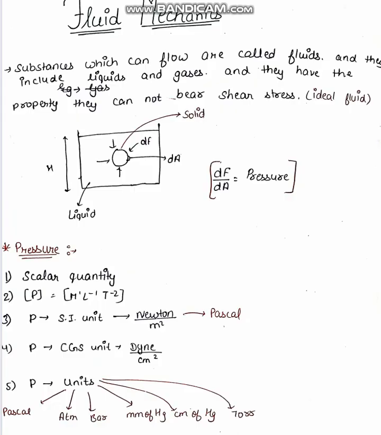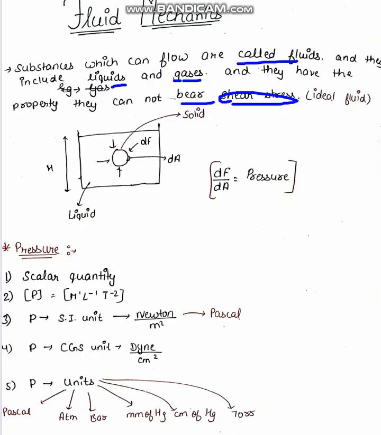So the first thing is, a substance which can flow is called a fluid, and fluids include liquids and gases. They have the property that they cannot bear shear stress or tangential stress. If you apply tangential stress to a fluid, it will move in the direction of the stress, and it will keep on moving until that stress becomes zero. So under a static condition, the tangential stress on it is zero. We'll use this property further.